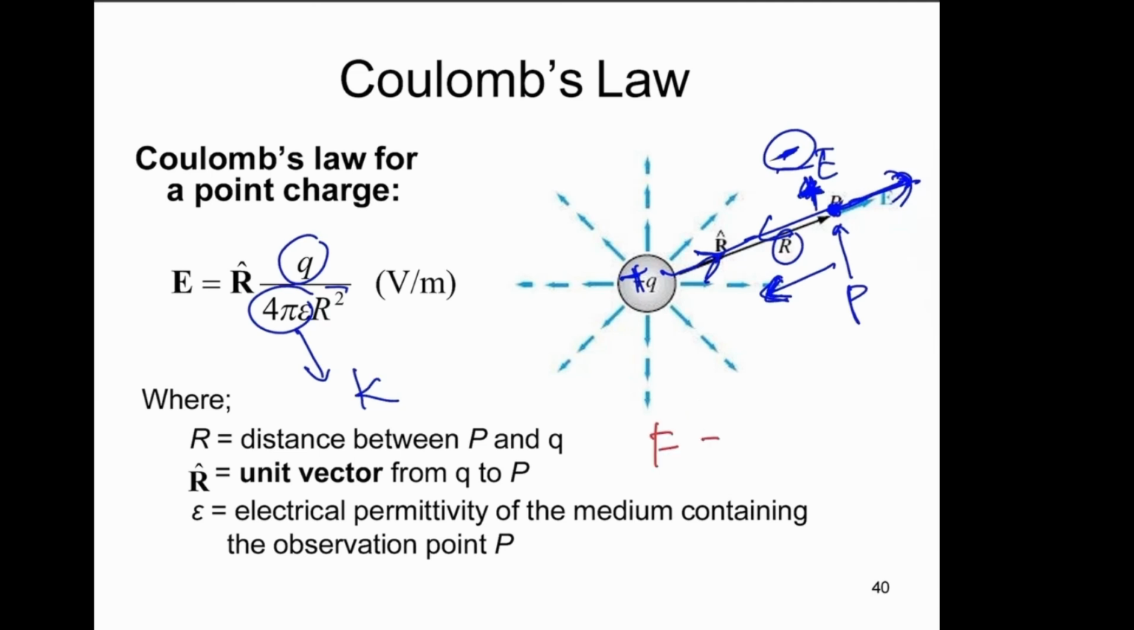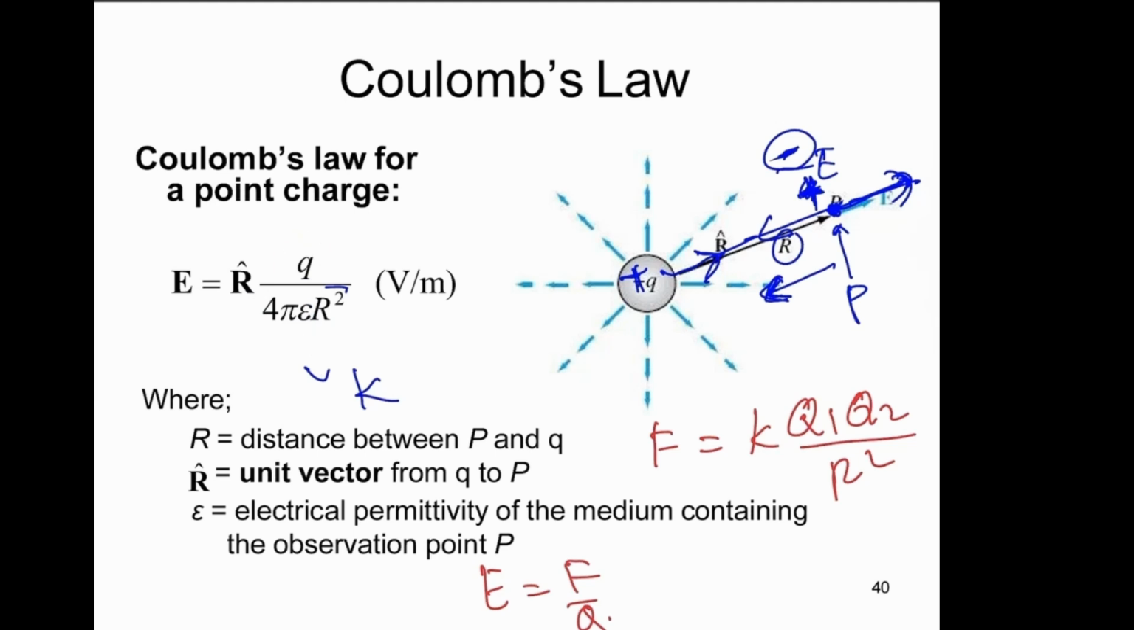Force equals K Q1 Q2 over R squared. In this case, this one is E. E equals F over Q, so you just divide by this Q. Our equation becomes just one Q, E equals F over Q. So it will become K Q over R squared, where K equals 1 over 4 pi epsilon naught.